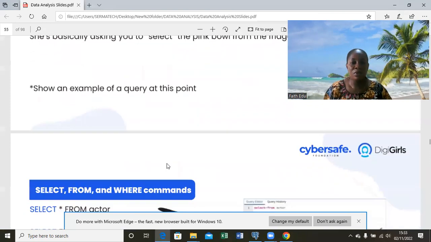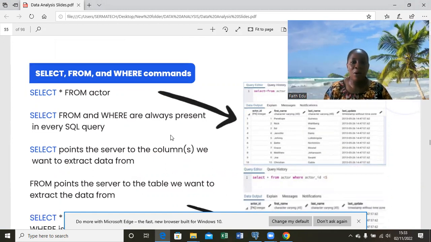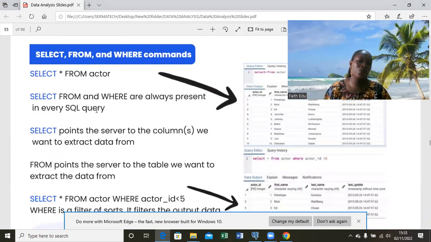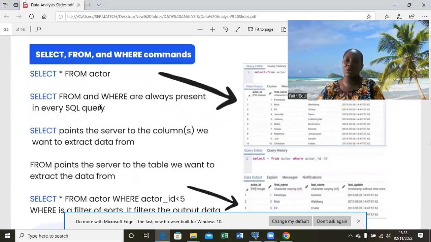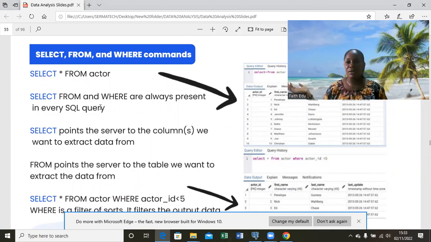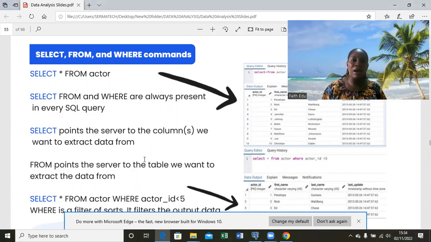So that's an example. We looked at SELECT from actor. SELECT and FROM are always present in every SQL query, because when you say SELECT, you must mention the location you're selecting from. You cannot just select from nothing. You understand? You have to give a specific instruction, the location from which you are making your selection.